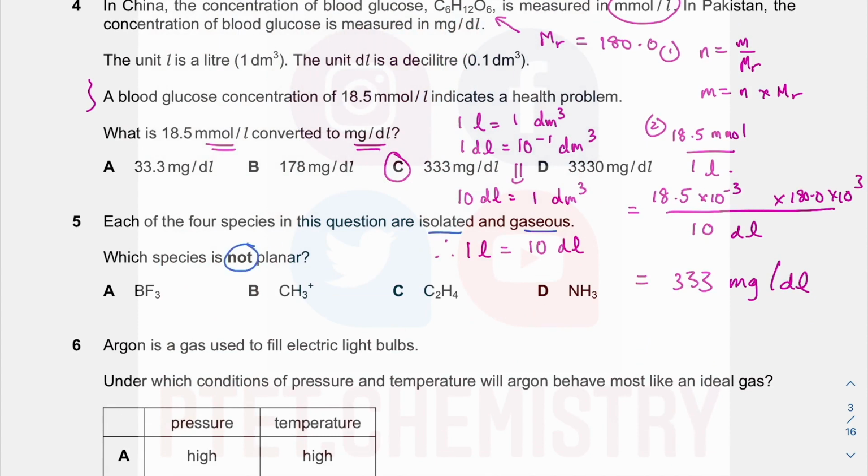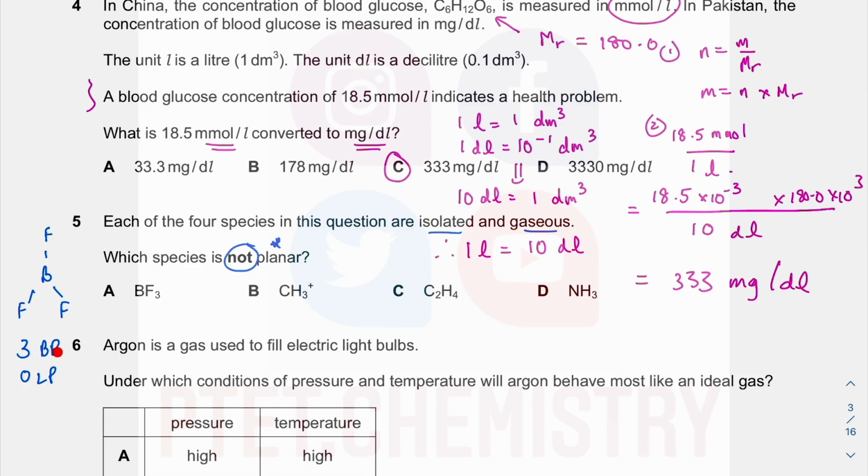Which one is not planar? So BF3 is your case study, where boron is in group 13, so it's got 3 outer shell electrons. Here you form 1, 2, and 3. You form 3 sigma, that is 3 bond pair, and it has used all 3 of its outer shell electrons for bonding. That's why there are no lone pair.